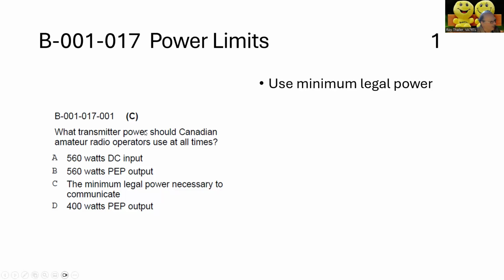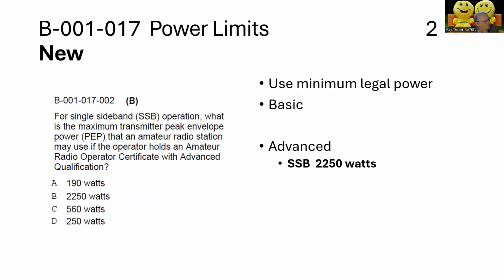So what transmitter power should Canadian amateur radio operators use at all times? You should be using the minimum legal power necessary to communicate. For single sideband operation, what is the maximum transmitted peak envelope power for an amateur radio station that holds a certificate with advanced? So in this case, the answer is B for single sideband, and if you hold the advanced certification, you're allowed 2250 watts.